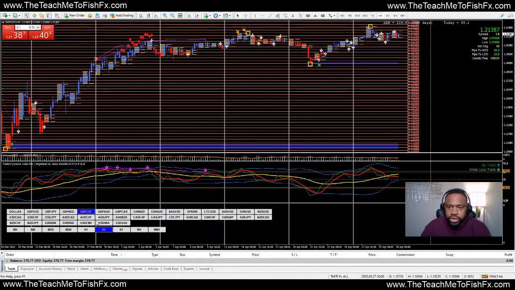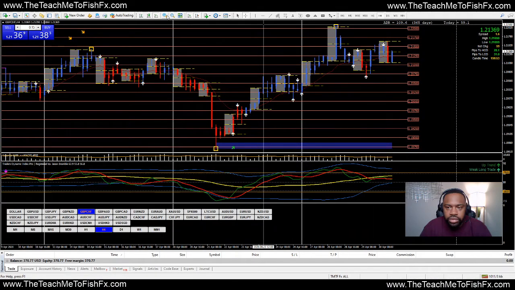GBP Swiss. It looks like, let's see, did we get a signal back here? Because we had exhaustion Monday, Tuesday, Wednesday. Yep. And let's see, is that visible? Nope, not there. So here we could have got in, but this is a doji candle.